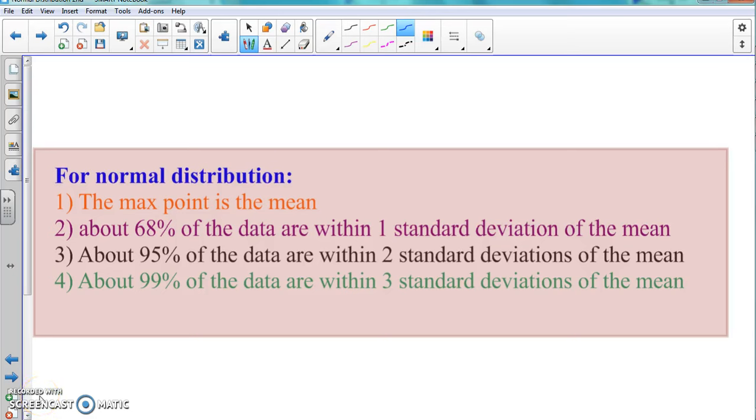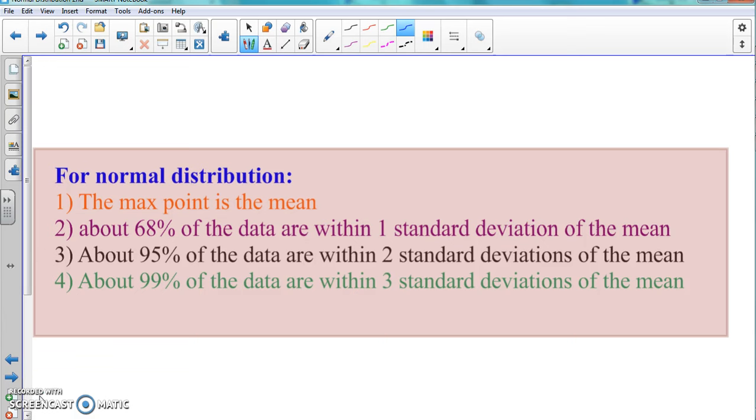Now, we just talked about the 1 standard deviation, 2 standard deviations, 3 standard deviations when it came to the actual example and actually the practice. Now, here, we're talking about the normal distribution. We already know for number 1 that the max point is always the mean. So in other words, the highest point on this curve is always going to be the mean. Smack dab in the middle.